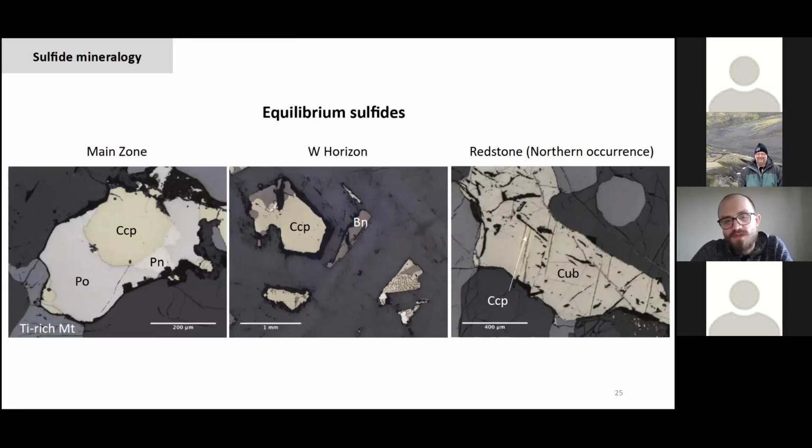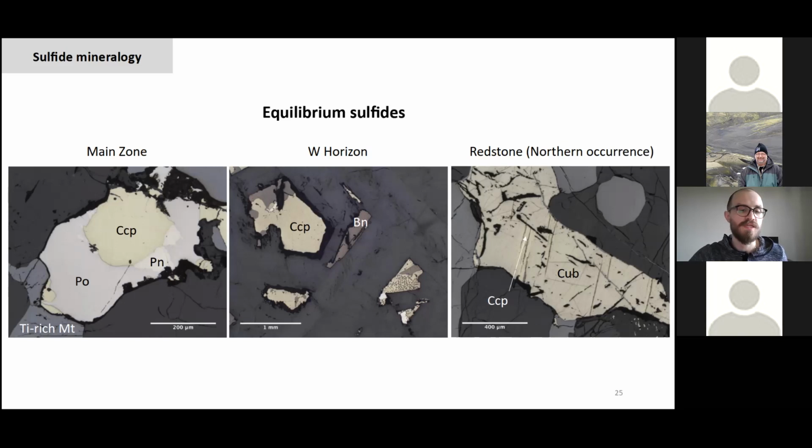So in the footwall zone and main zone, sulfides consist predominantly of variable proportions of pyrrhotite and chalcopyrite, with the footwall zone having a higher pyrrhotite to chalcopyrite ratio. The W horizon is quite unique in that it contains chalcopyrite and a significant amount of bornite with very little pyrrhotite. And the occurrences north of Marathon, the northern occurrences, also contain a significant amount of chalcopyrite and pyrrhotite, but also a significant amount of cubanite that we don't see in the Marathon deposit.